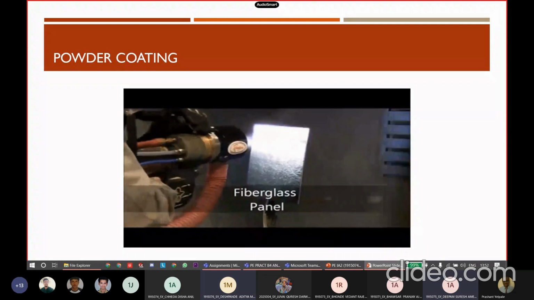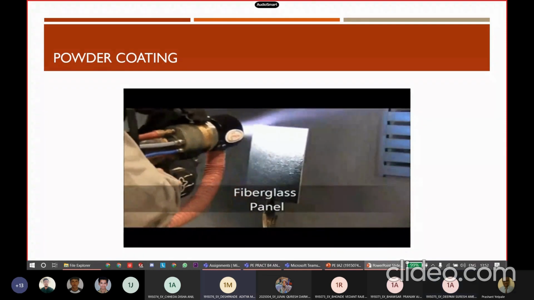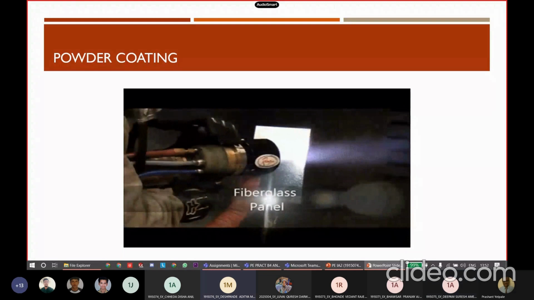In this photo you can see the procedure. Other types of methods will be explained by Om.